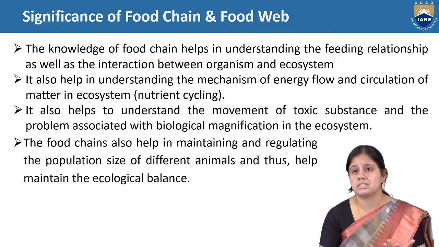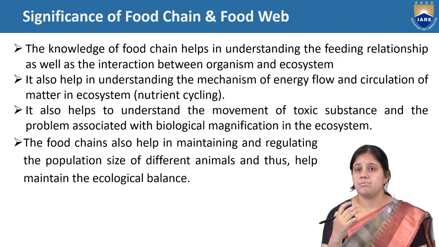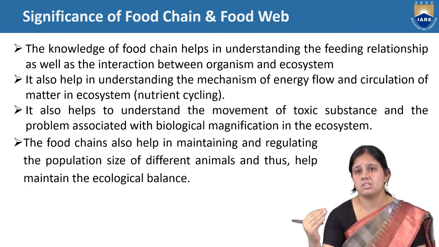It also helps to understand the movement of toxic substances and the problem associated with biological magnification in an ecosystem. Biological magnification is a term used to show that toxic substances are transferred from lower level to higher level. So from the food chain we can come to know how much of a particular toxic substance is transferring and how much magnification there is from lower level to higher level in a particular ecosystem.